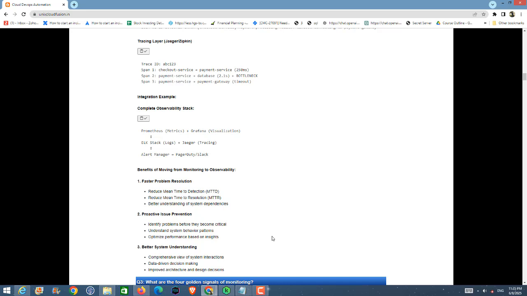And we have data-driven decision making. That is, we are raising the alerts or trying to correlate based on the data. This is very important. We are not making assumptions, like this can be wrong or that can be wrong. We are actually having data-driven decision making, and this allows us to improve our overall architecture and design decisions as well.